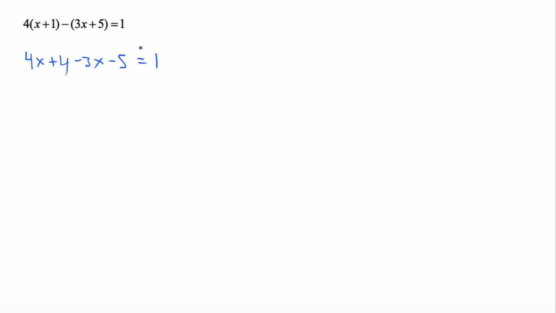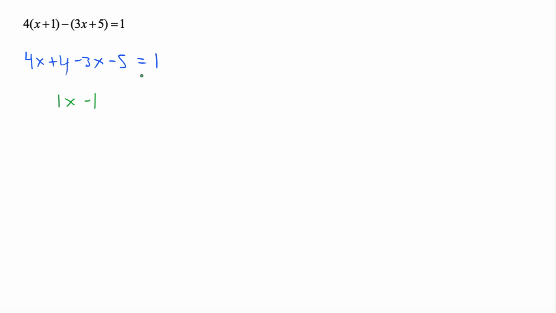Now when we look at the left side of the equal sign, we want to just combine any like terms. Okay, what are the like terms that we see here? We have a 4x minus 3x. Now we know that 4x minus 3x is 1x. Right, what else do we have? We have a positive 4 minus 5. And what does that equal? Positive 4 minus 5 is negative 1.